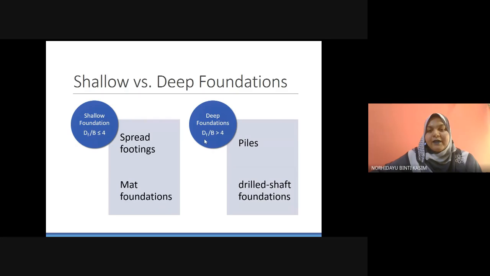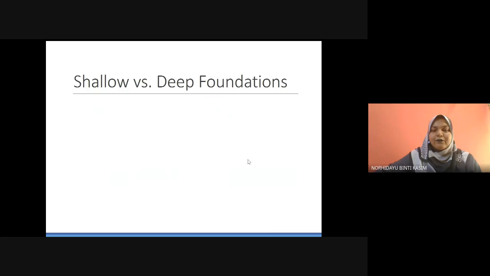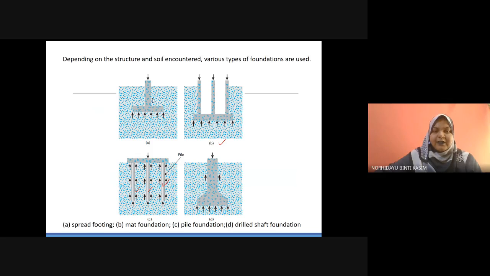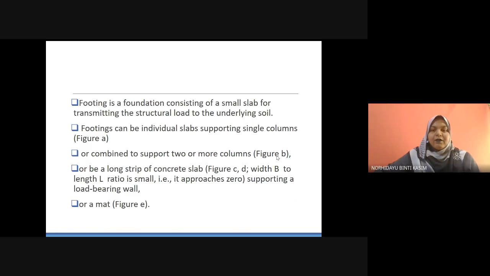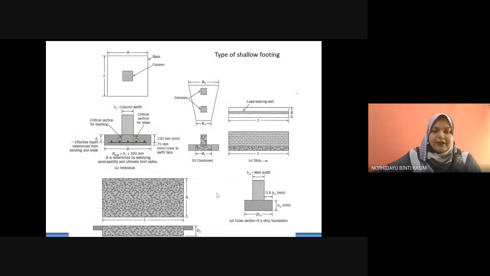Deep foundation is where Df over B is more than 4. The example of deep foundation is the pile foundation or the shaft foundation. The photo here, you can refer to the previous slide. So this is the explanation on the footing itself.